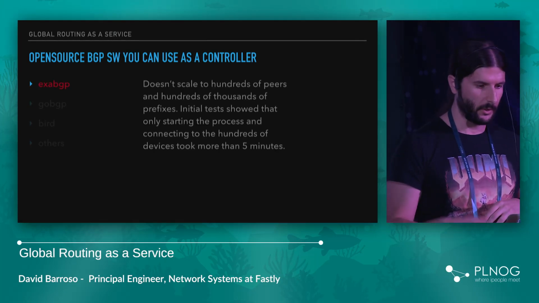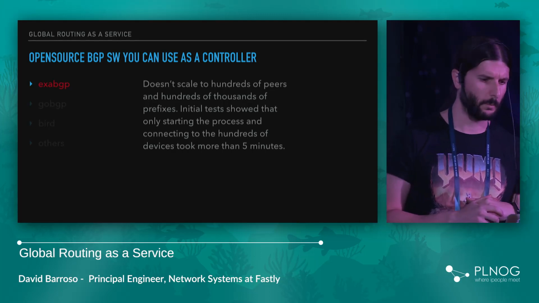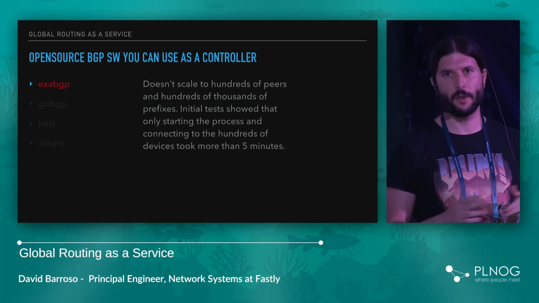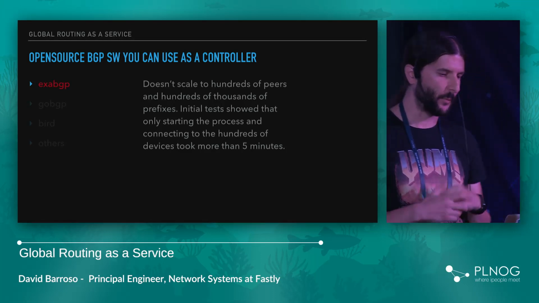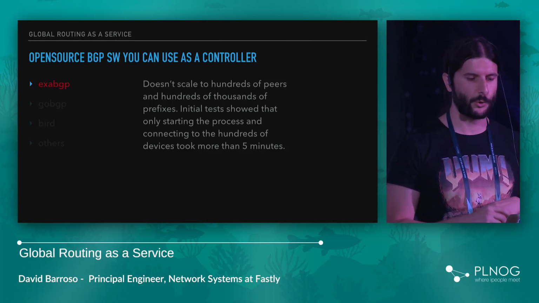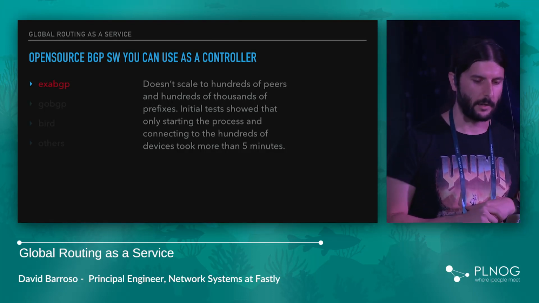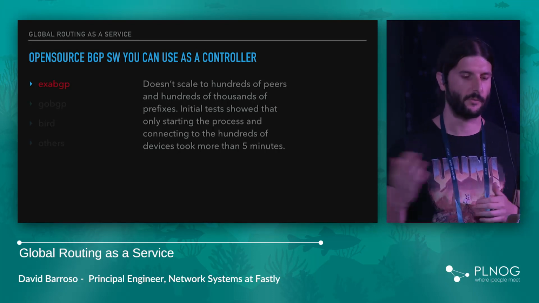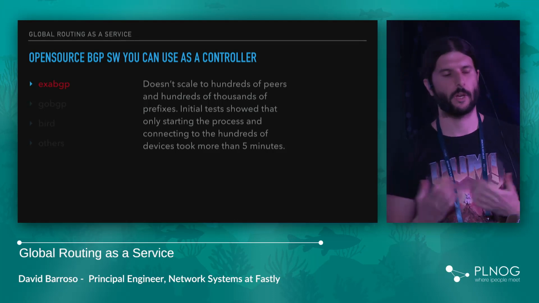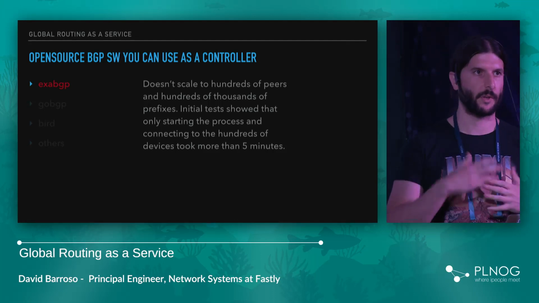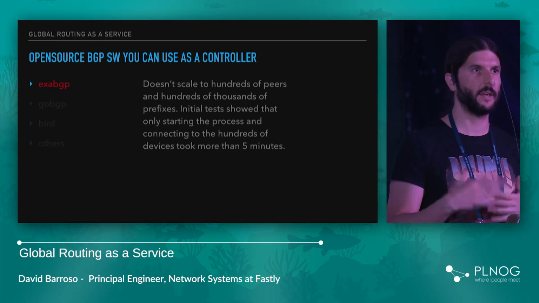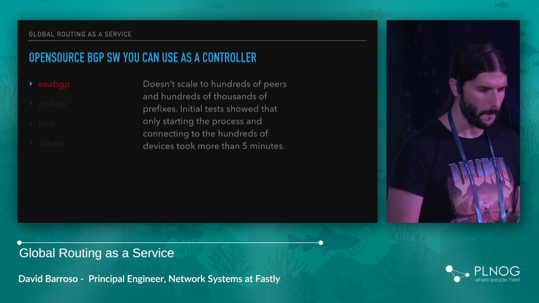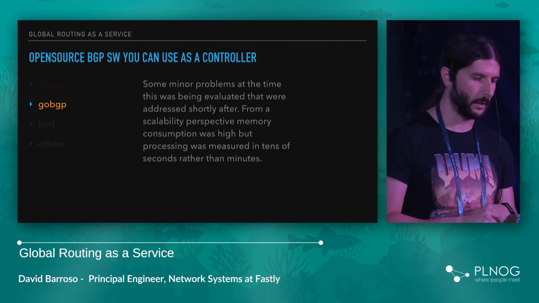Now, let's see which open source BGP options we have out there that we could use for this use case. So there is XBGP. XBGP is pretty nice. It's very programmable, written in Python, so it's very easy to use. The problem is that it doesn't really scale well. We were doing some tests initially, and it was taking around 5 minutes only to establish the connection to all of the devices on the network, which is not okay for this particular use case. We want something that is super, super fast because we need this under stressful conditions, like a DDoS attack and whatnot.